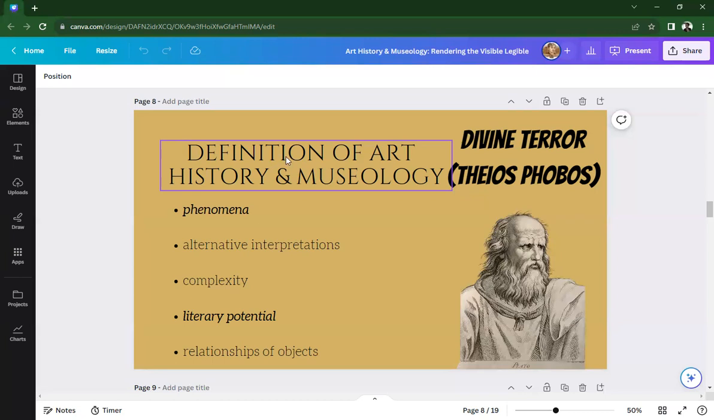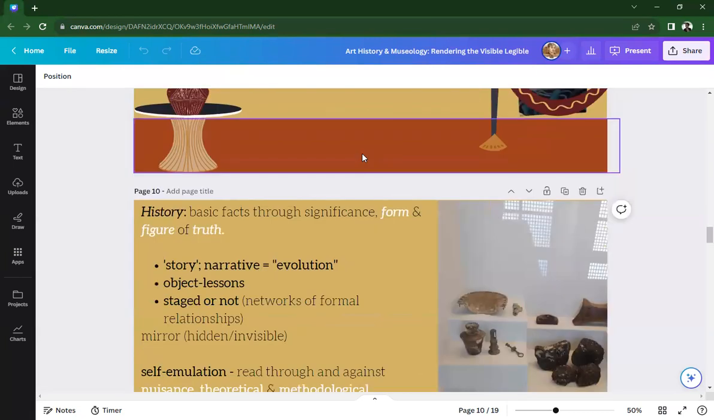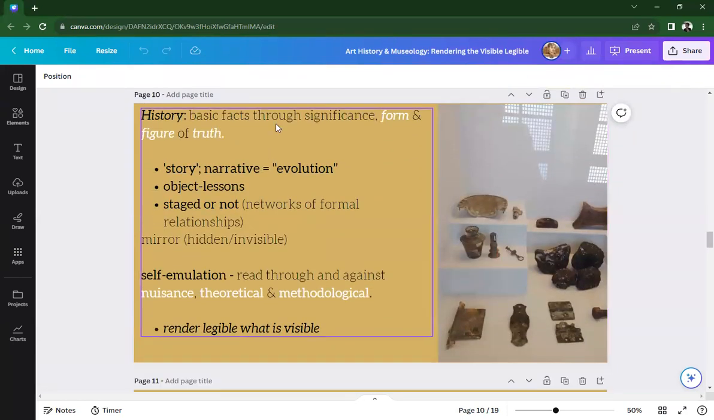Pinag-aaralan yan here in art history and in museology. And ayun nga, by the definition of it. And as an art museum object, history has the basic facts through significance formed in the figure of truth. A story that belongs to a narrative, there has to be some evolution. Therefore, an object has its lessons driven and even carried upon from the past, or the lessons of the past.